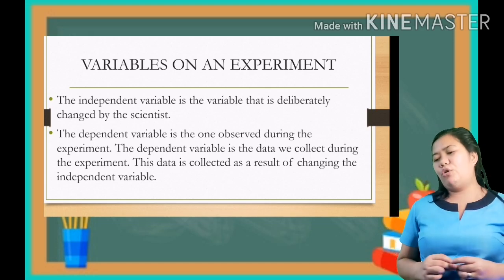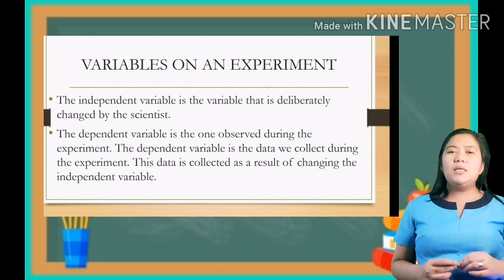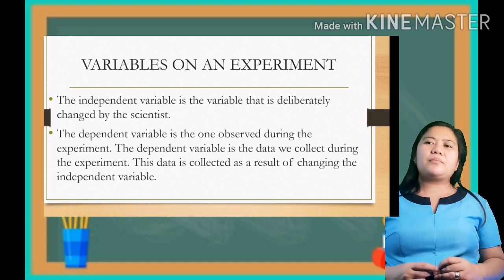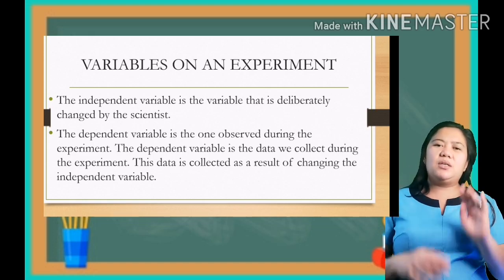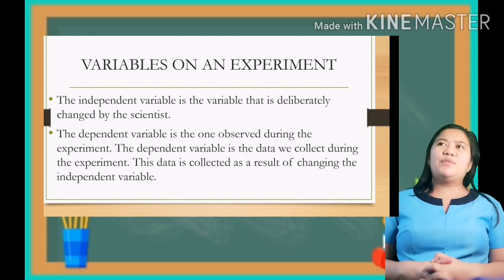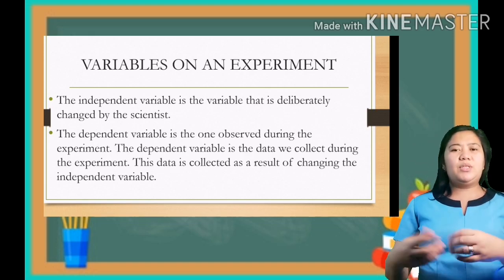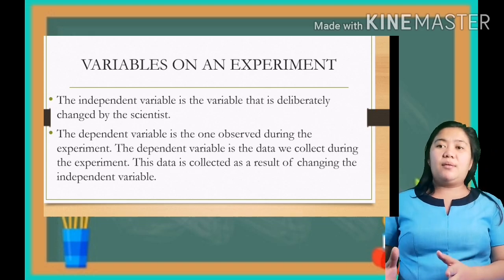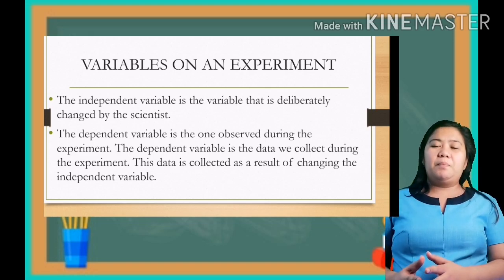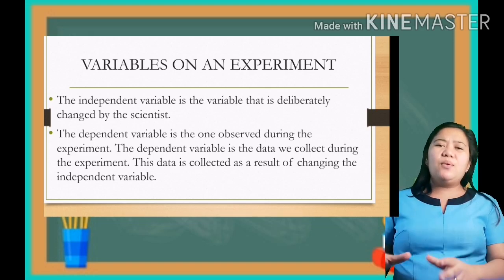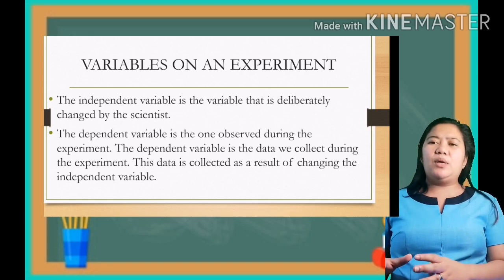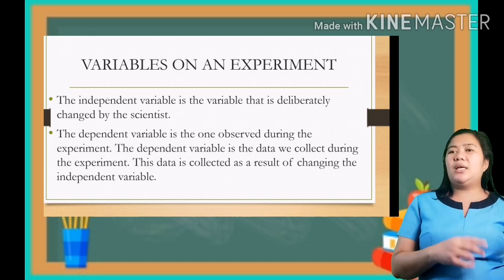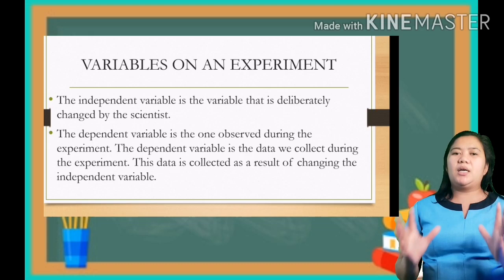So for example, in the setup of saline solution on a hydroponic setup, as you change the solution or the concentrations of solution that you inject into the hydroponic setup, what would be its effect on the growth and development of the Pechay Tagalog? Which means the growth and development of the Pechay Tagalog is dependent on the saline solution, which is your independent variable in that particular setup.